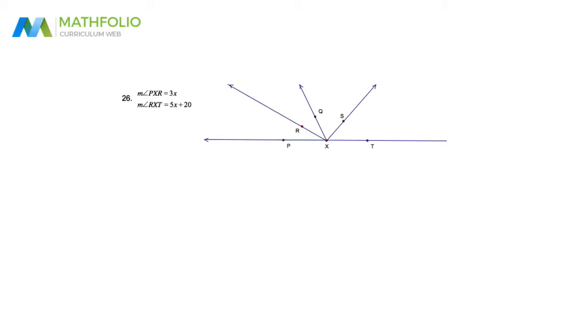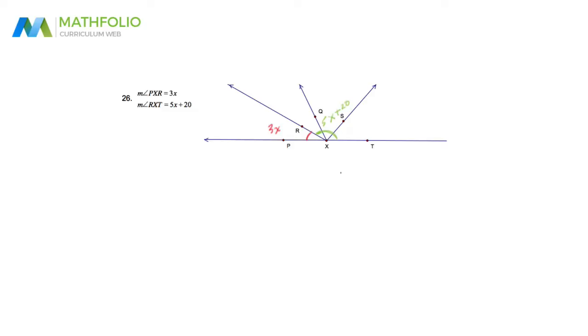Okay, so this is question number 26, similar to the last question in that we're given a diagram. We are asked to find the value of x and then also find the measurement of the angles. So PXR, P to X to R, is right here, and the value is 3x. The next angle is R to X to T. So let's take a look. R to X to T, so it's this entire thing right here, and that equals 5x plus 20.